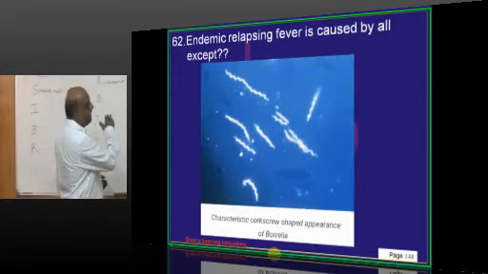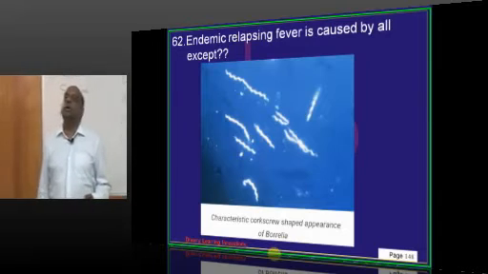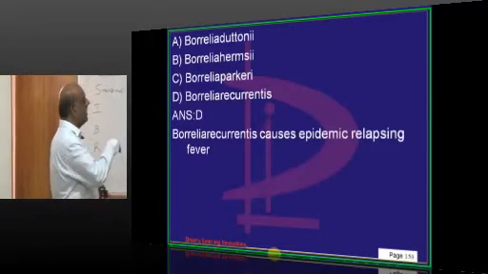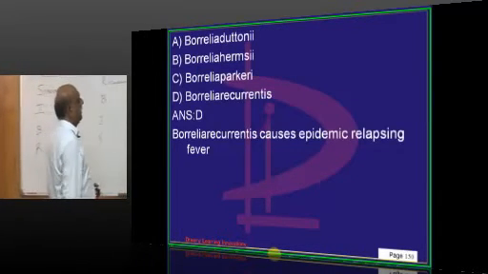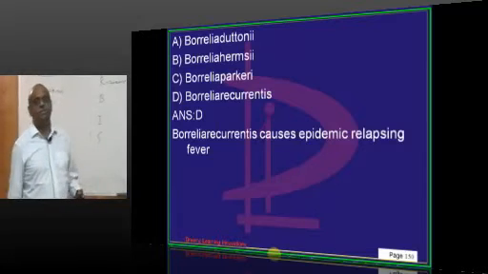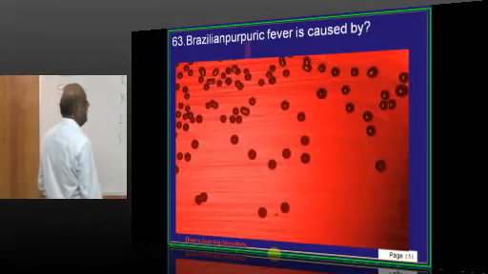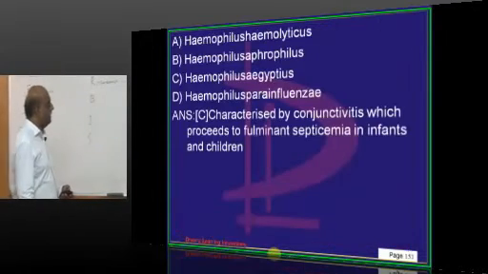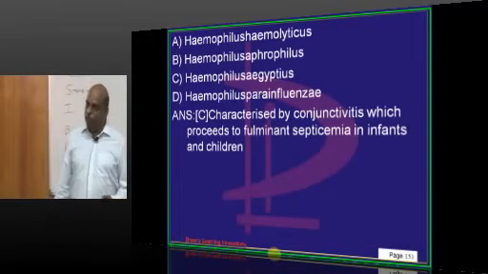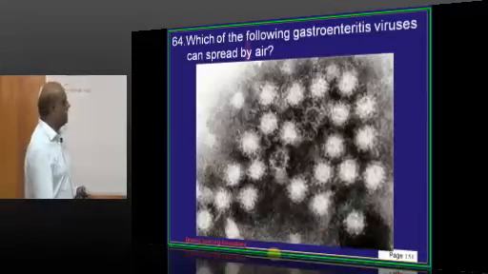Endemic relapsing fever is caused by all these organisms except Borrelia recurrentis, which causes epidemic relapsing fever, is what needs to be remembered. Brazilian purpuric fever is basically caused by Haemophilus aegyptius, is what you need to remember.